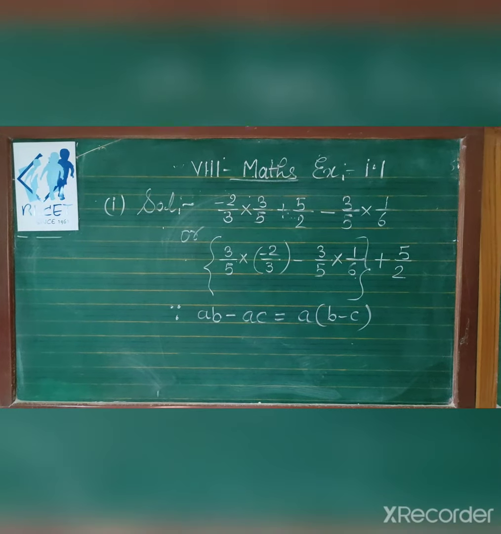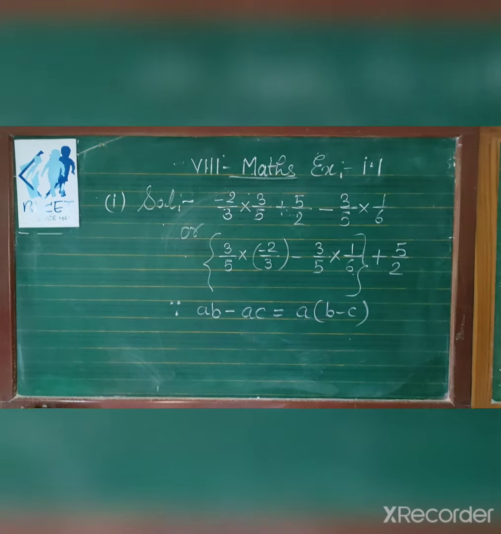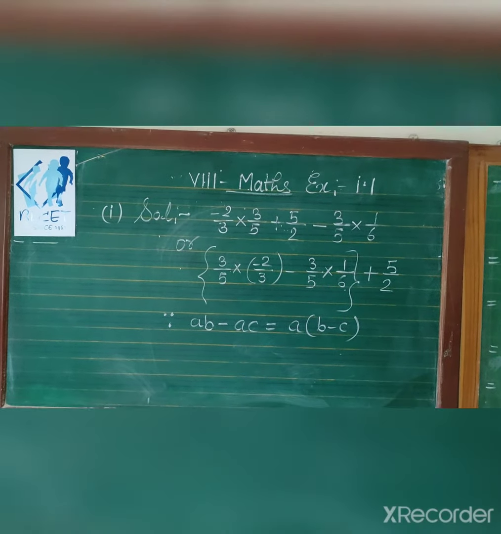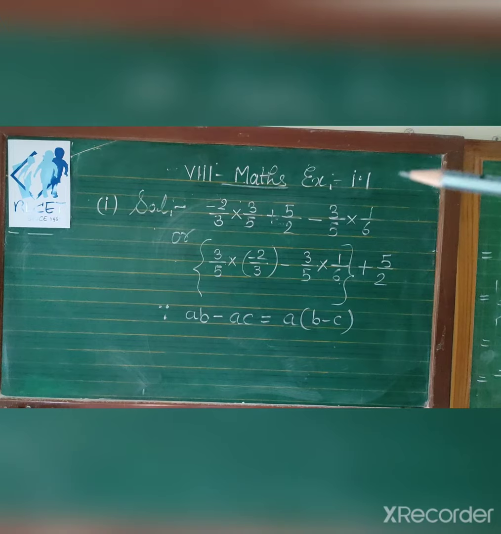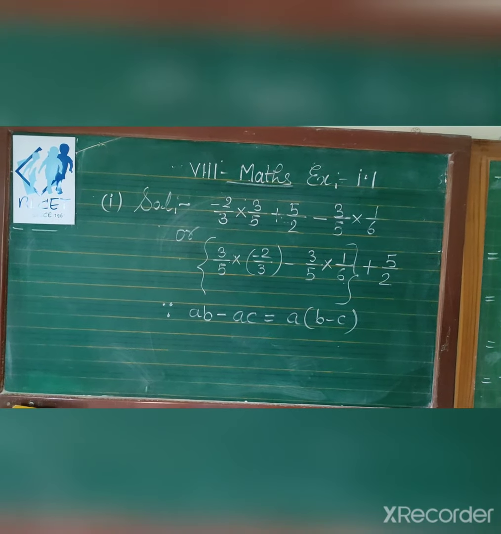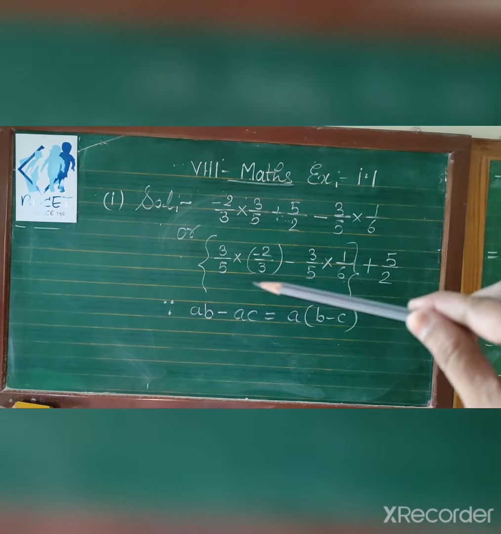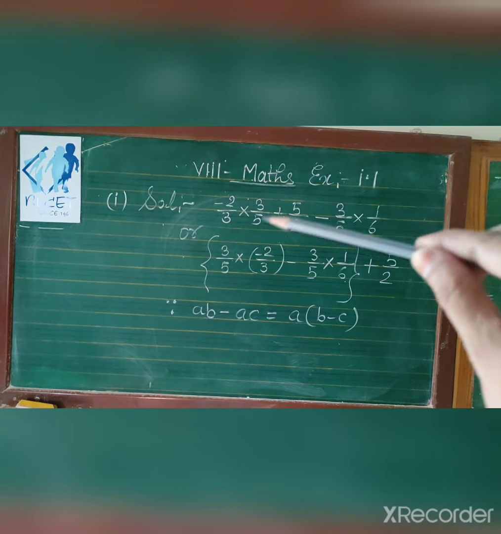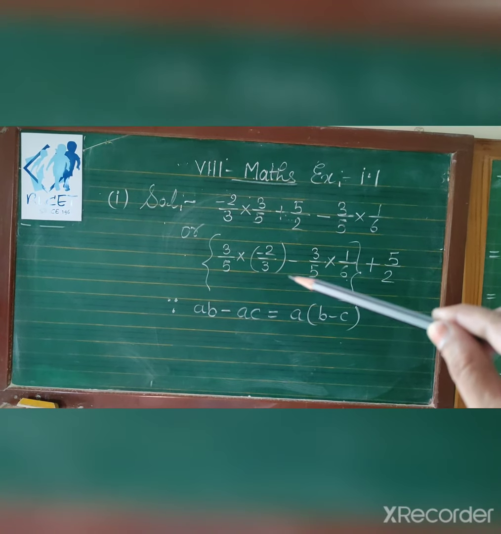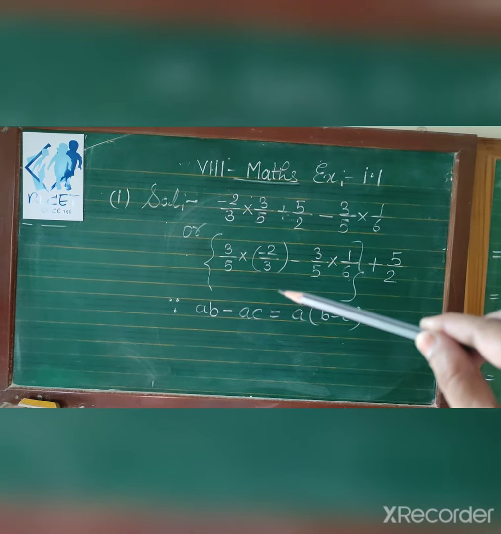Let us start exercise 1.1. First question: minus 2 upon 3 into 3 into 5 plus 5 upon 2 minus 3 upon 5 into 1 upon 6. So we can arrange in this form, 3 upon 5 into minus 2 upon 3, using commutativity of multiplication for rational numbers.